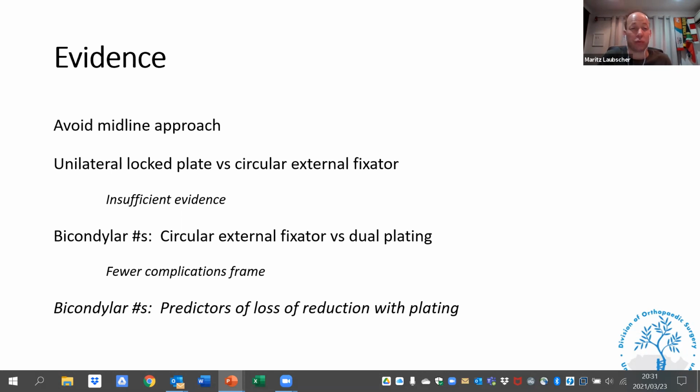When it comes to bicondylar fractures, circular fixators versus dual plating have been shown to have similar functional outcomes, but a lower complication rate in the frame cases. And in bicondylar fractures, like I said, even though there was an initial move to lateral only plating, subsequently there's a move back to bicondylar plating because of loss of reduction in certain cases.